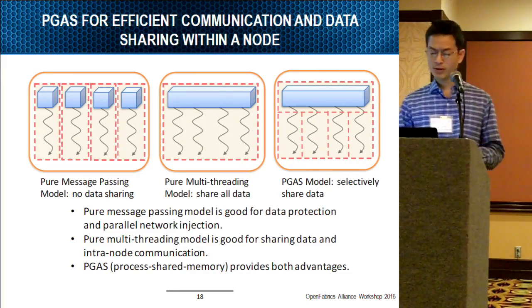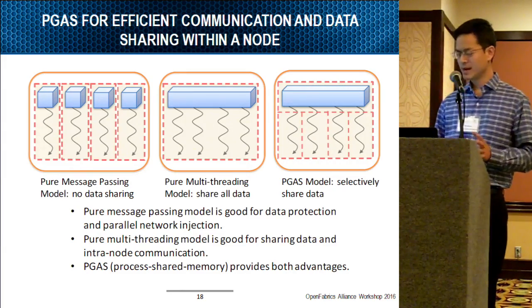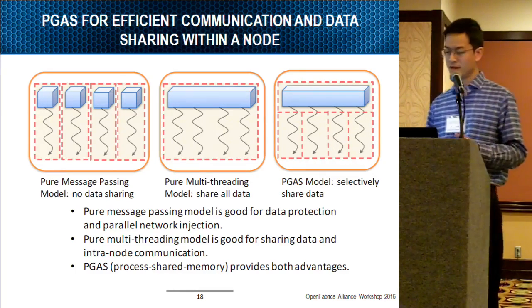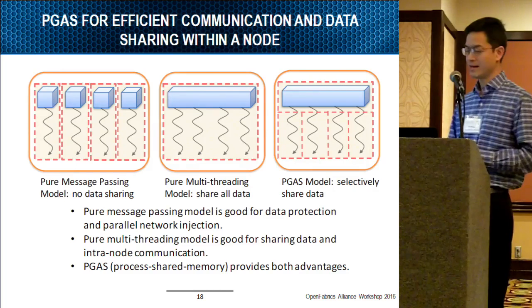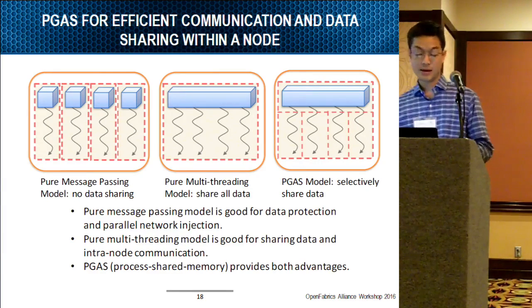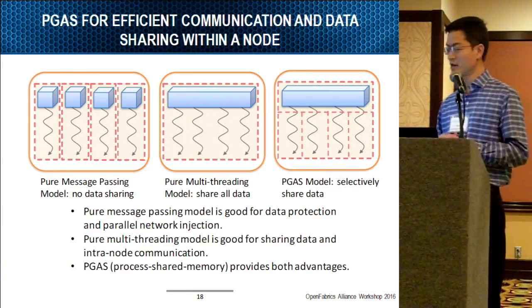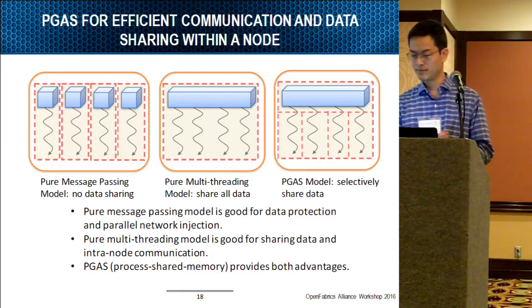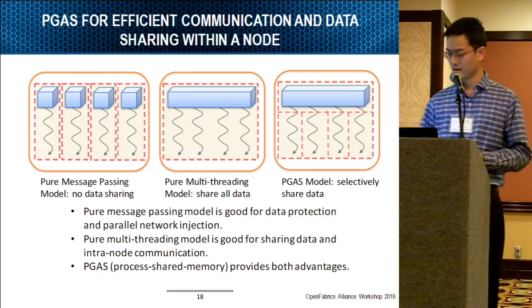So ideally, we want to take both. And the PGAS model can help you achieve that, because in the PGAS model, we selectively cross-map a piece of the memory in the global address space, and each processor still has the freedom to keep some private data, but at the same time, they can put data into the shared memory heap.